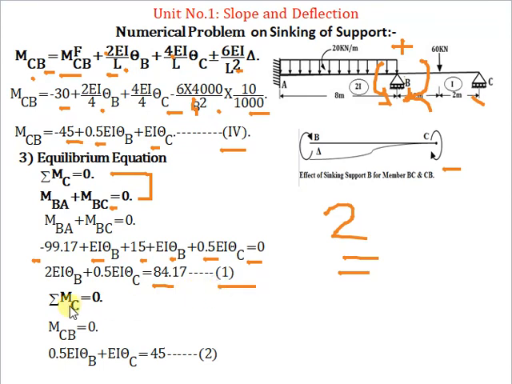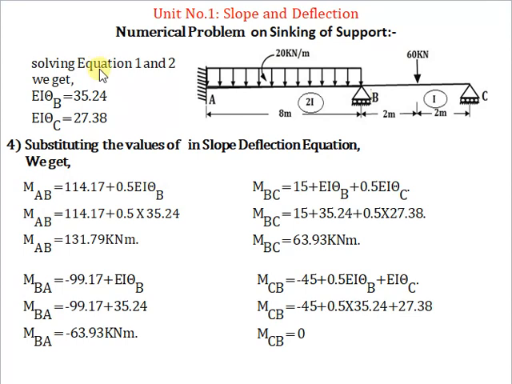Let's say equation 1. Summation of moment is equal to 0, so MCB is equal to 0. So MCB is 0: 0.5 EI theta B plus EI theta C is equal to 45. Let's say equation number 2. Now solve these two simultaneous equations. We will get EI theta B and EI theta C. So we have EI theta B is equal to 35.24 and EI theta C is equal to 27.38.